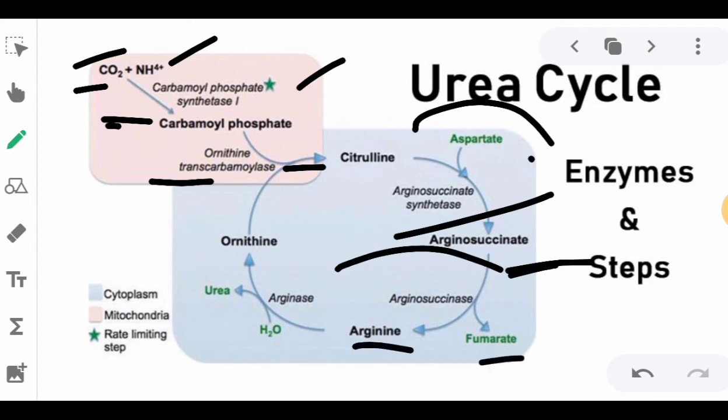Then this arginine here will be hydrolyzed. It will produce the urea and ornithine as the regenerating product, and that is with the help of the enzyme arginase, and it will consume water as well.